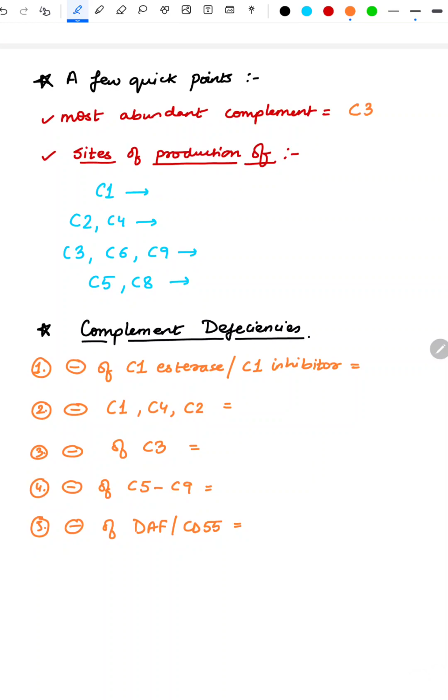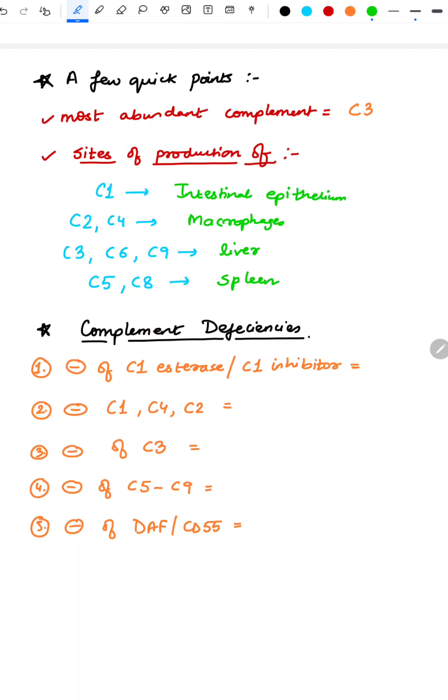Now let's discuss the site of production of each of the complements. The site of production of C1 complement is the intestinal epithelium. For C2 and C4 complement, it is macrophages. For C3, C6 and C9, it is the liver, and for C5 and C8, it is the spleen, right?